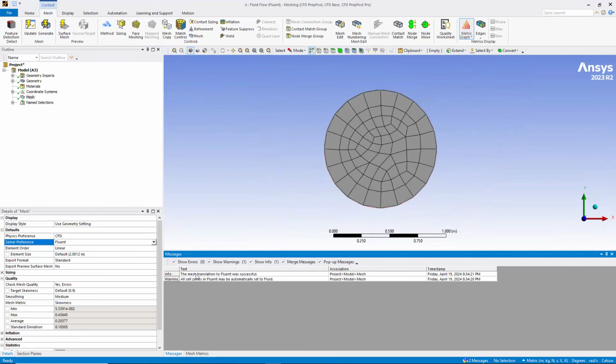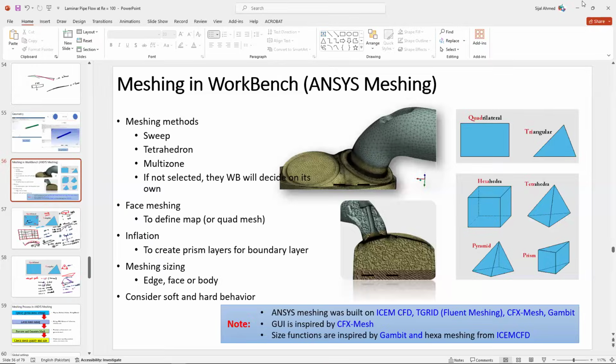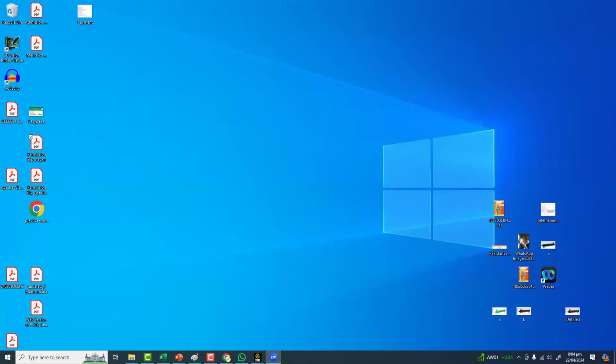For example, for Fluent, it will export the mesh in the Fluent format. This will give you a message that mesh translation to Fluent was successful. Simple. Okay, then you can close the mesh. And please don't forget to save your project file from time to time.